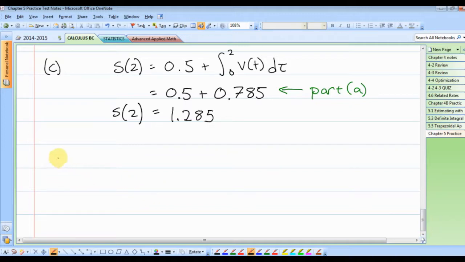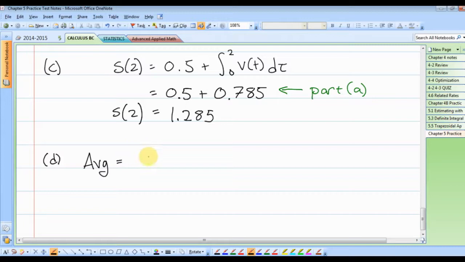Okay, letter D. Find the average velocity. Do you remember what we said? Any average is always going to be an integral expression. What are we finding the average of? We're finding the average of velocity.